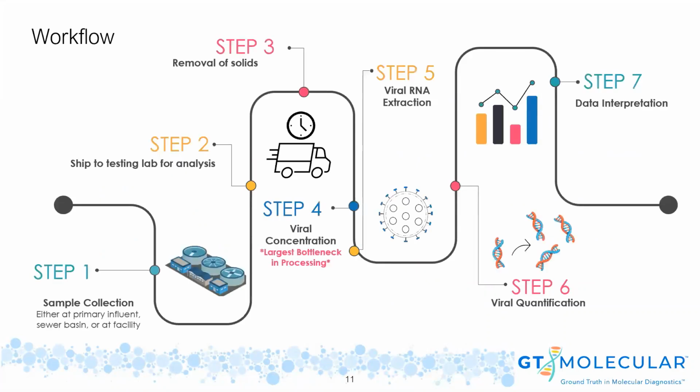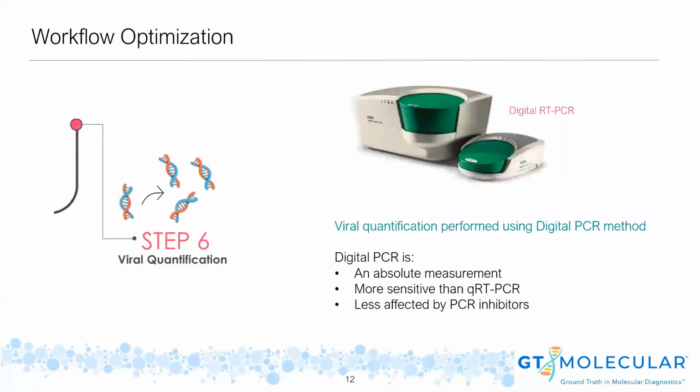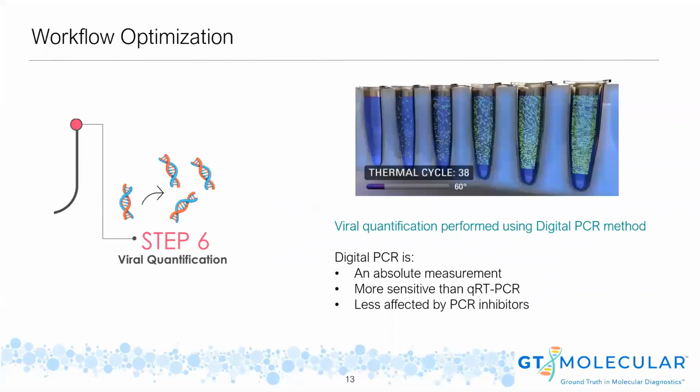The next step we identified that we could optimize for the state's needs was the viral quantification method. As experts in droplet digital PCR, we developed our method using this technology for ultrasensitive RNA quantification. Droplet digital PCR is the most advanced technology available for quantifying nucleic acids and provides several benefits over the classic quantitative RT-PCR approach. The first step in performing droplet digital PCR is to partition the reaction into 20,000 microscopic droplets.